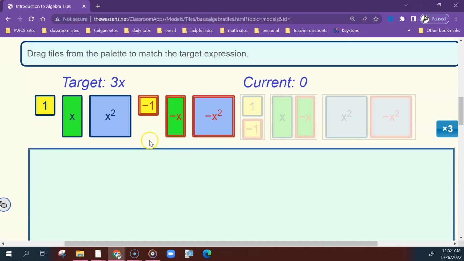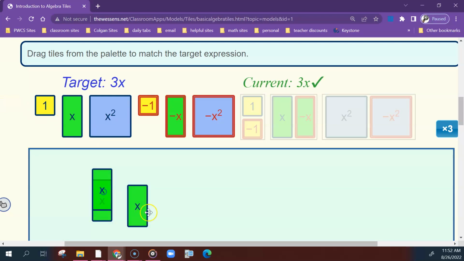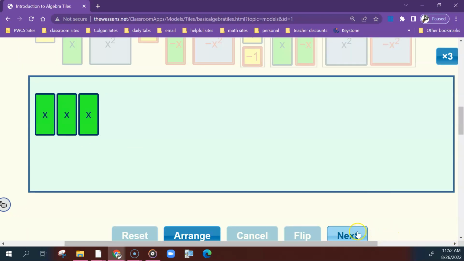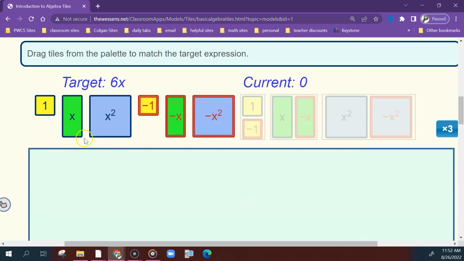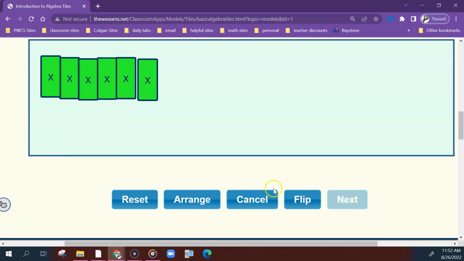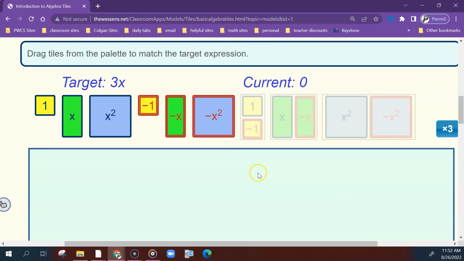Next. 3x then, how would we do that? Victoria? 3 of the positive green x's. Good. 6x we just did, so I'm going to just do that one. 6. Usually it doesn't repeat like this, but okay.